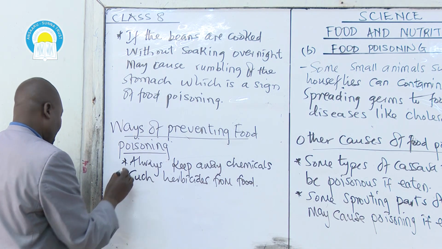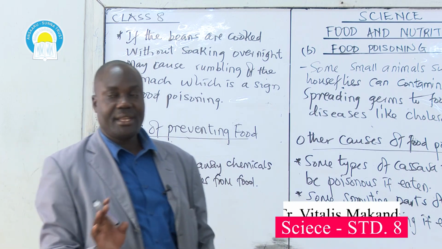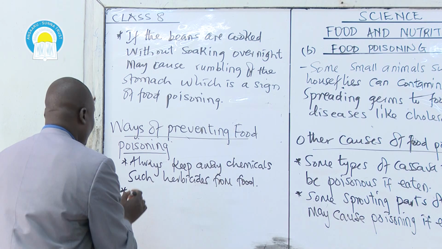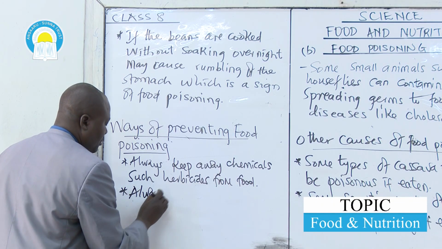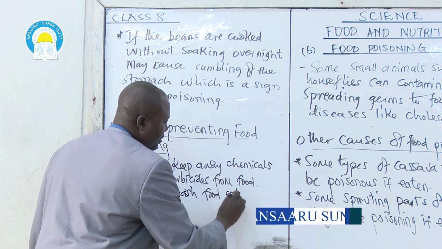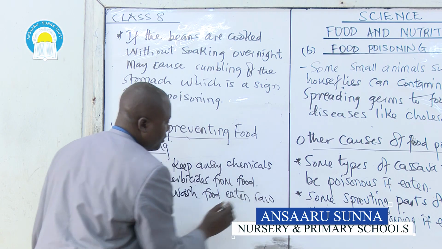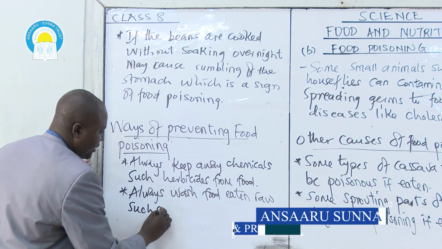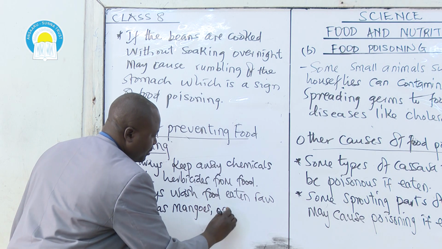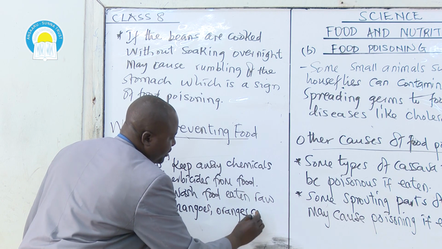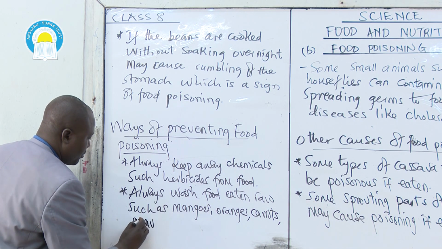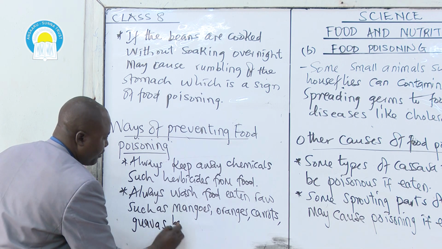Number two, we can also prevent food poisoning by washing food that is eaten raw before we eat. Always wash food eaten raw, such as mangoes, oranges, carrots, guavas, before we eat.